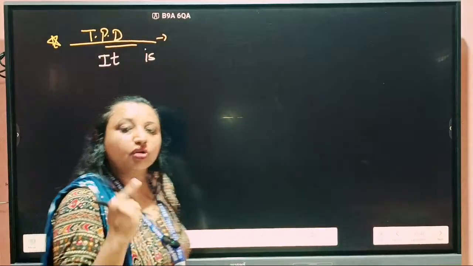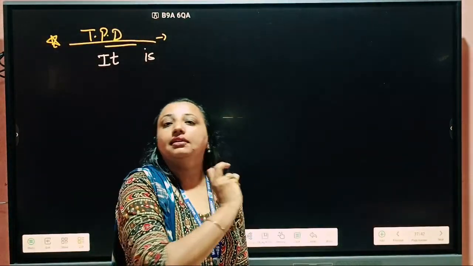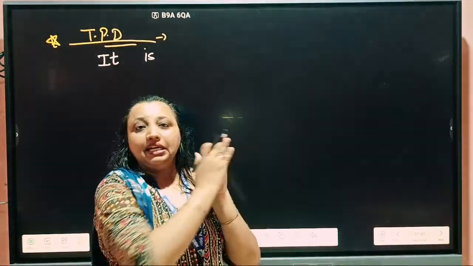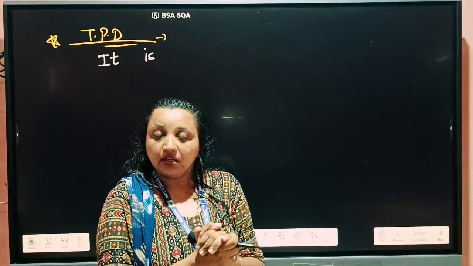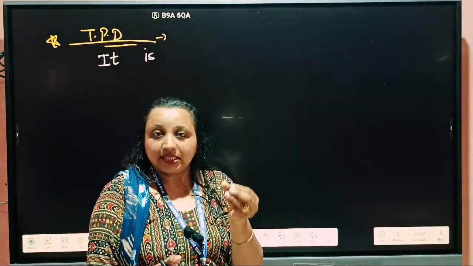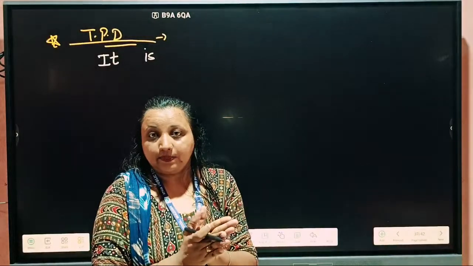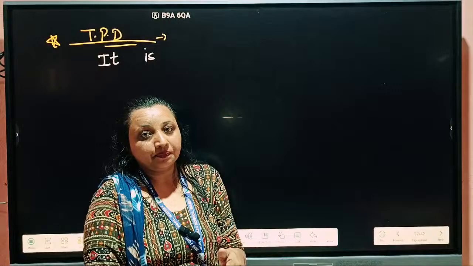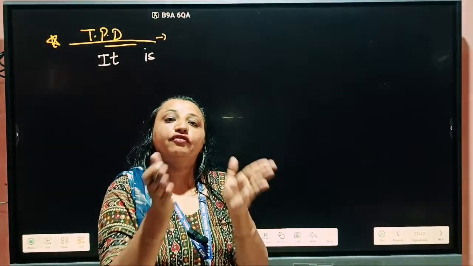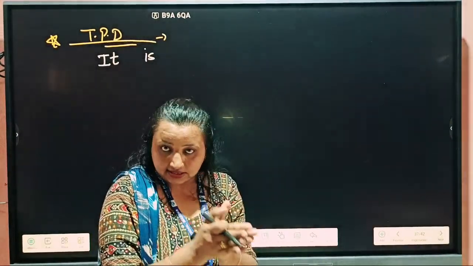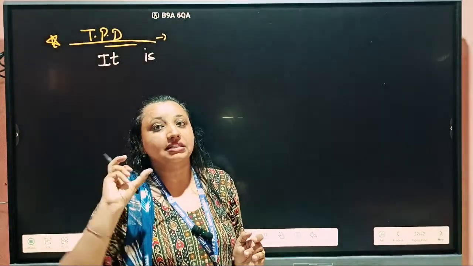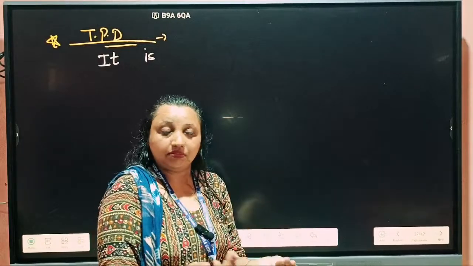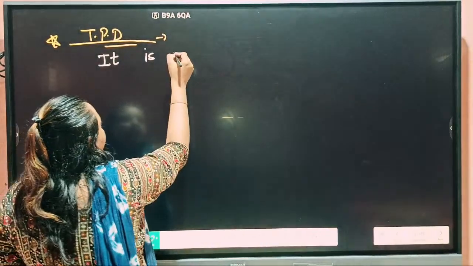EMF is maximum because the value of EMF is greater than that of terminal potential difference. Why? As I told you, in case of terminal potential difference, current is drawn from the cell. Current starts flowing through the circuit. When current starts flowing, internal resistance also acts there, due to which the value of the potential difference decreases. So in case of EMF, that is maximum, and in case of terminal potential difference, it's not maximum. It is just a potential difference.